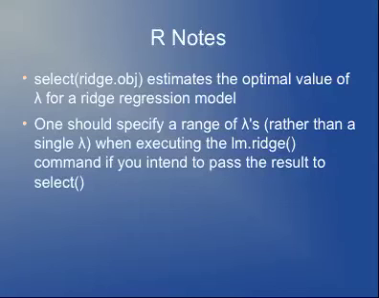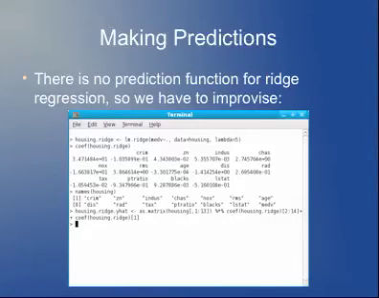And one annoying thing about the lm.ridge function is that for some reason there's no predict command for it. I don't know why. To me, that's a really dumb oversight. But if you want to make predictions using lm.ridge, you have to just extract the coefficients using the coef command, like we discussed for an ordinary least squares regression model.